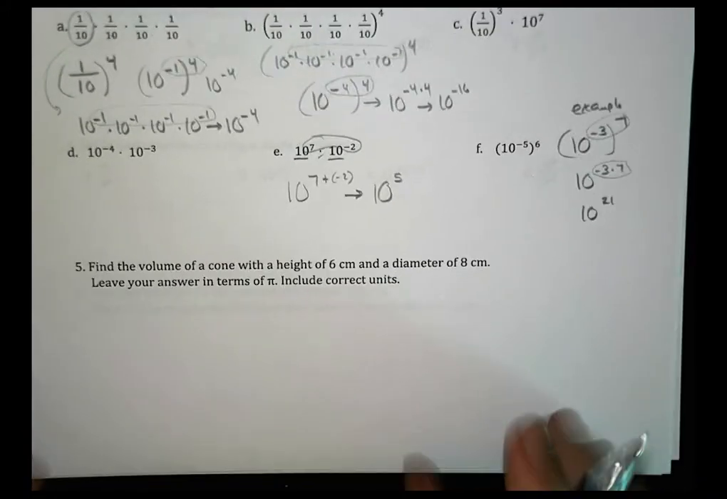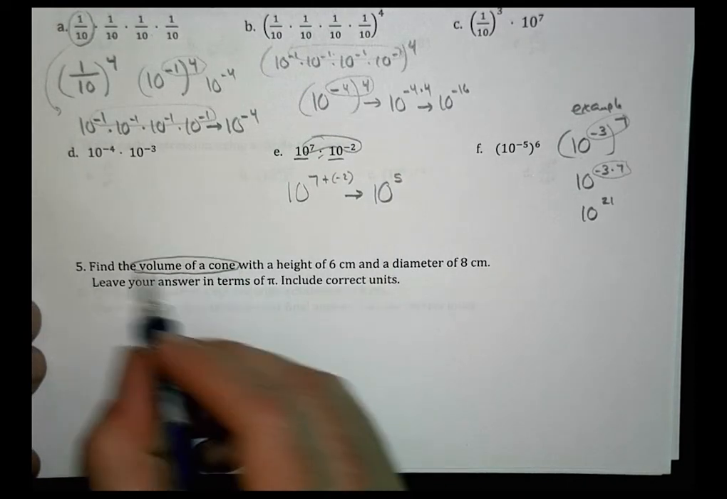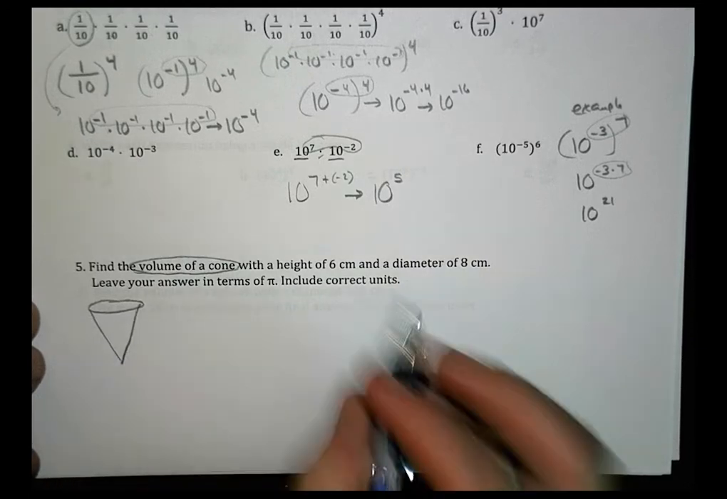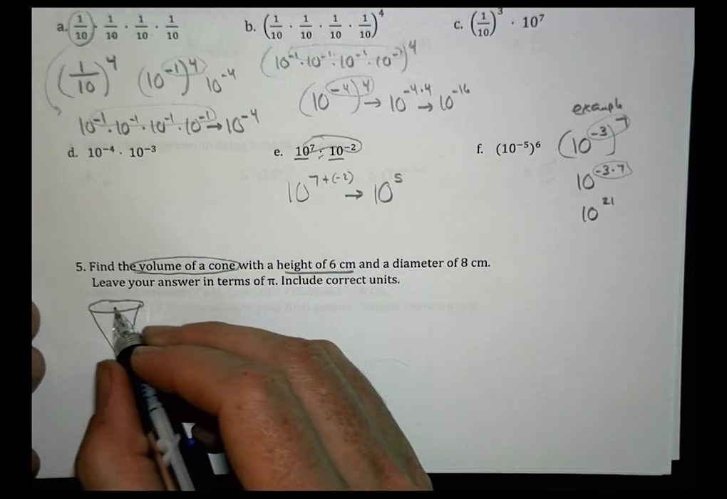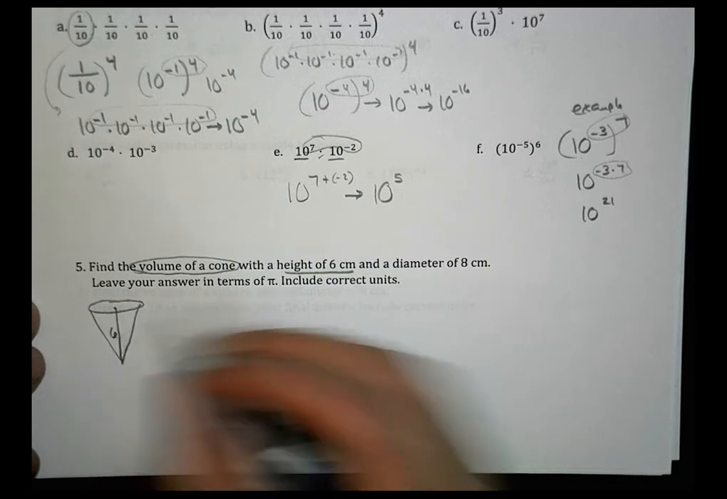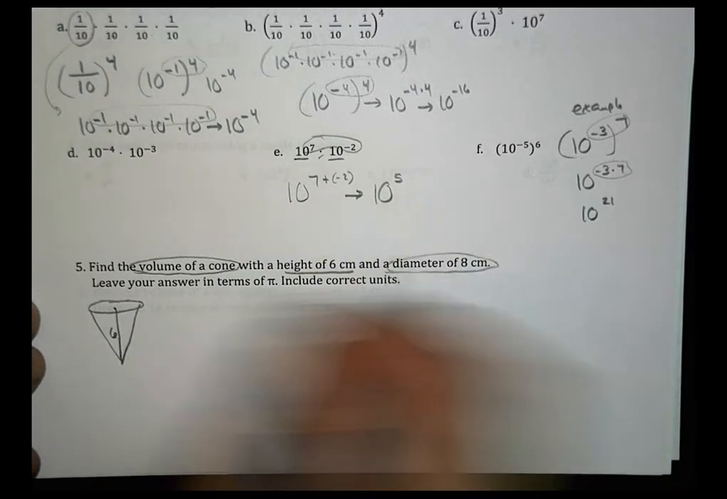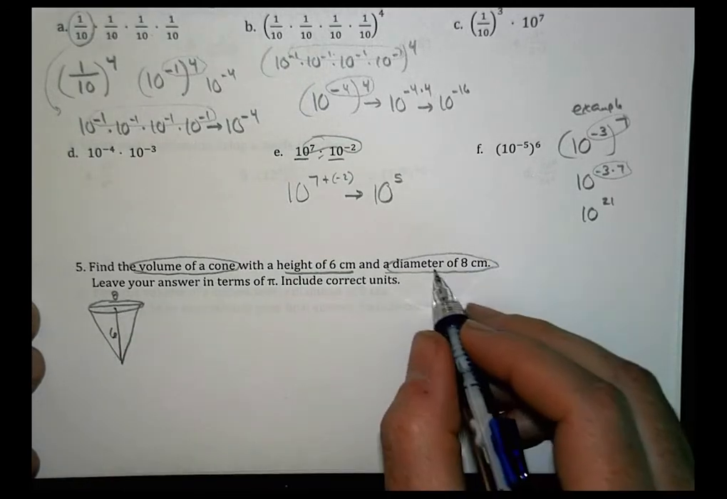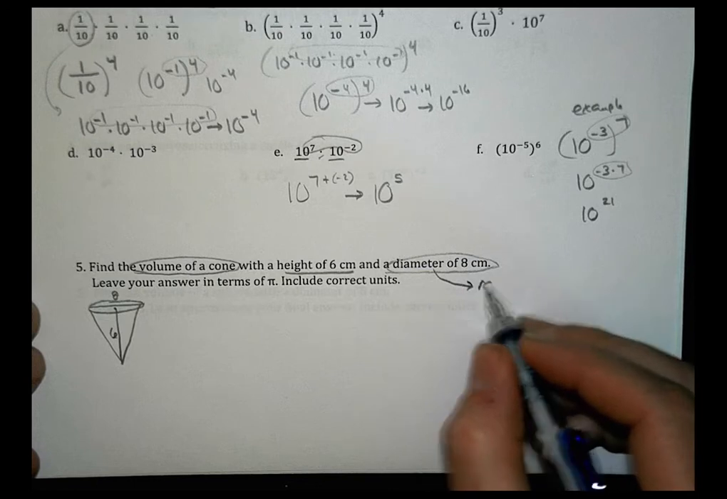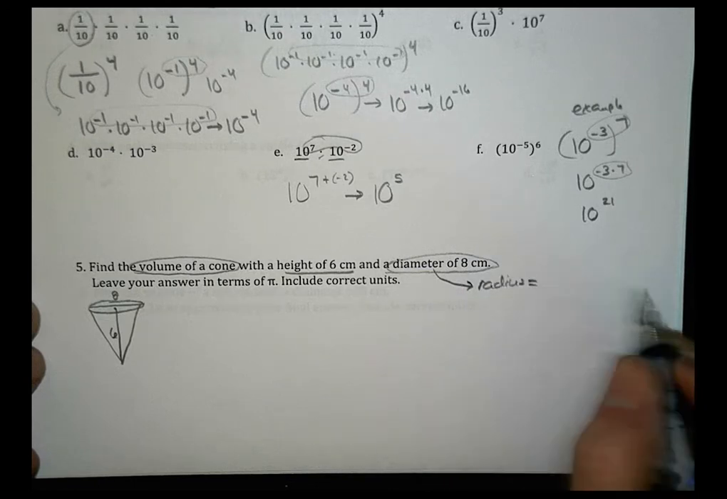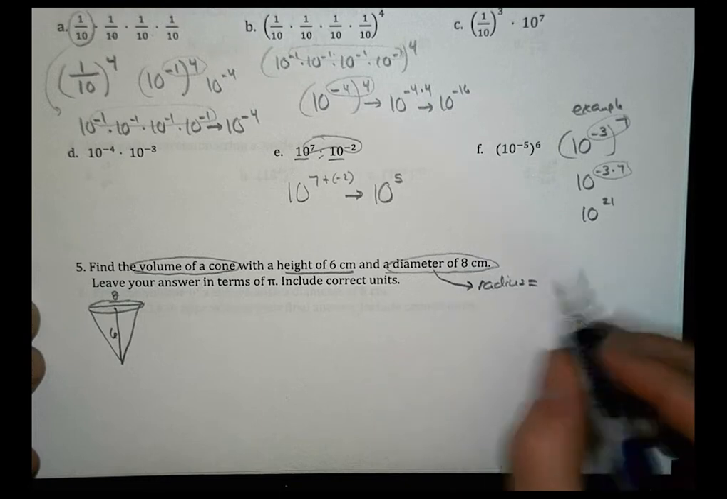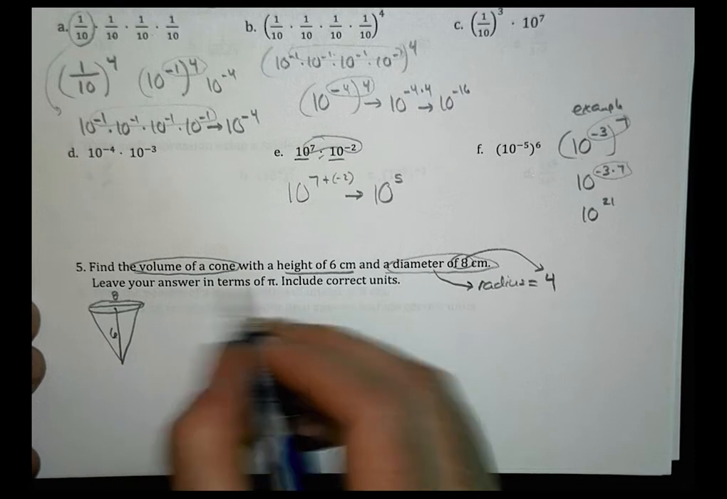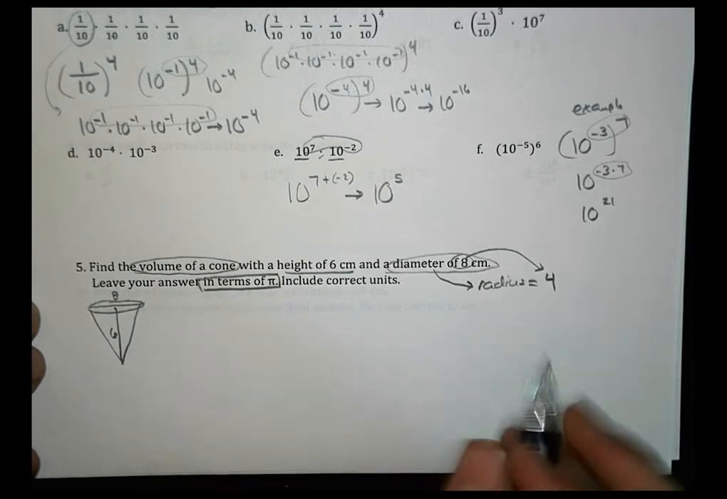And finally, our last one, a volume of a cone. Yesterday we did a volume of a cylinder. Today we're looking at a volume of a cone. It has a height of 6. So we know that from here to here, a height of 6 centimeters. And we have a diameter again of 8. So diameters are helpful, but not super helpful. What I usually have in my formulas are going to be a radius. So what's the radius? If the diameter is 8, a radius is half of that. Half of 8 is 4. And we're going to leave our answer in terms of pi.